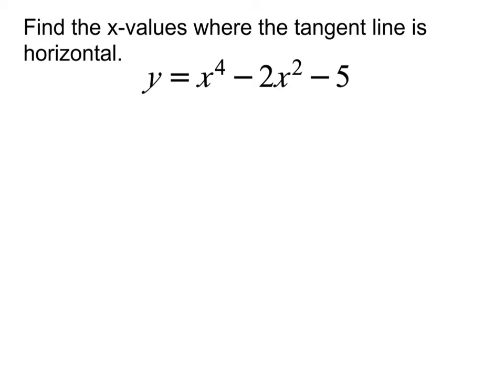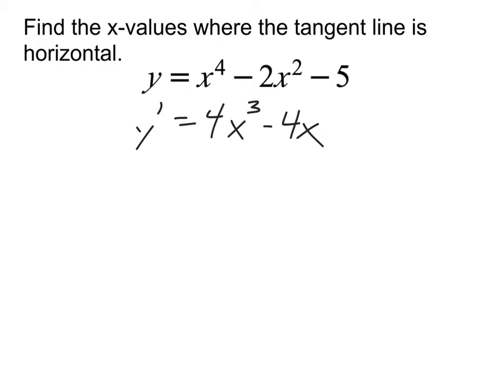All right, so we're looking in this one for the x values where the tangent line is horizontal. As soon as you see tangent, you're hopefully thinking derivative, because remember the derivative tells us the slope of the tangent line. So first thing I would do is figure out what is y prime. You should have found that it is 4x cubed minus 4x. And that's it, because remember the derivative of 5 is 0, it goes away.